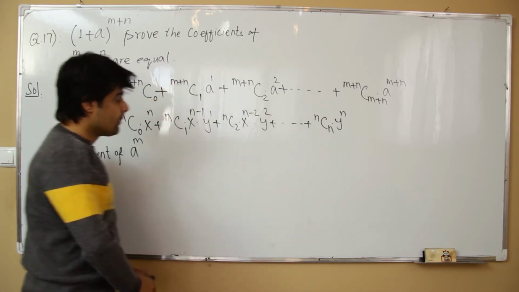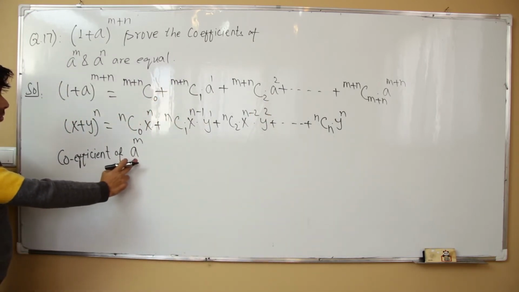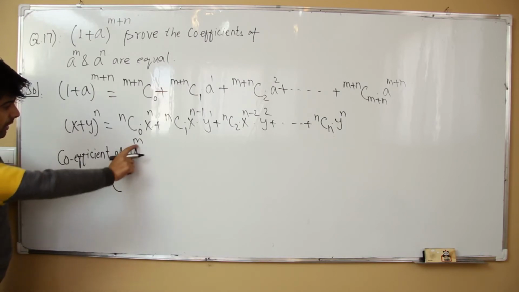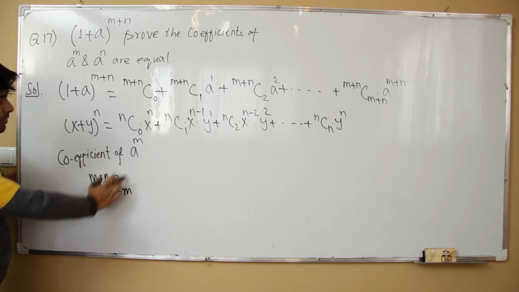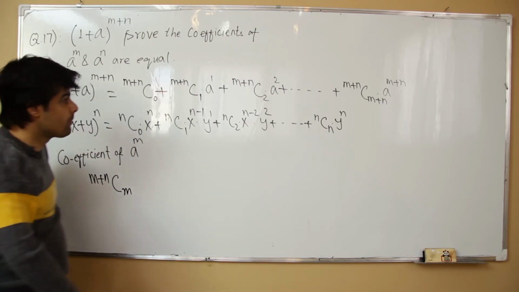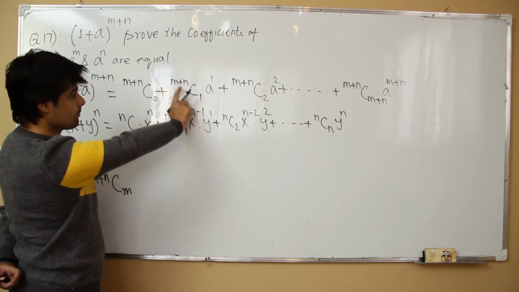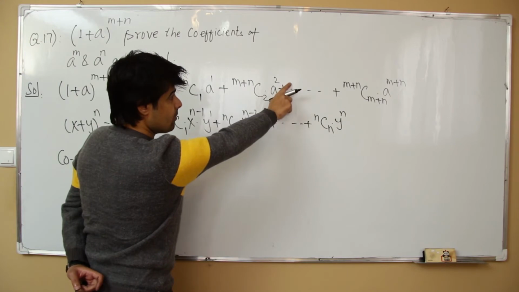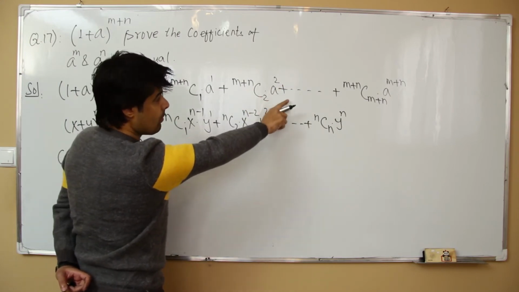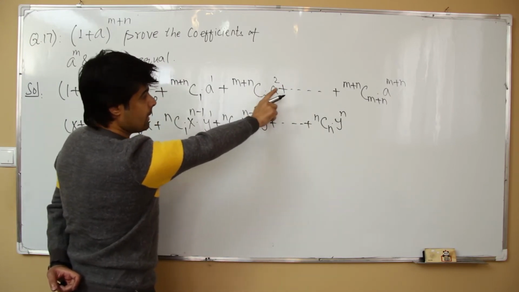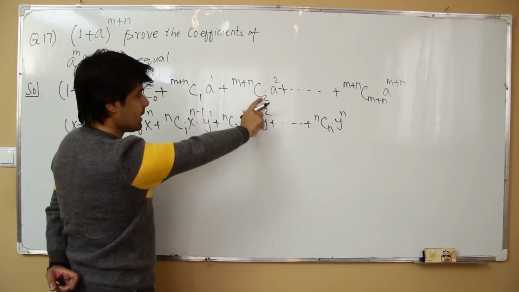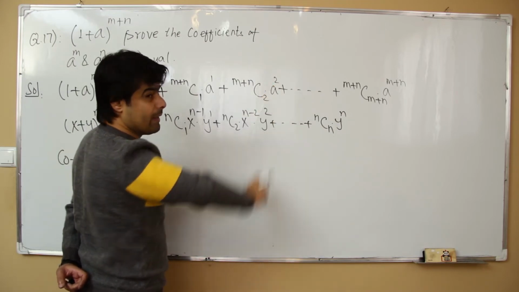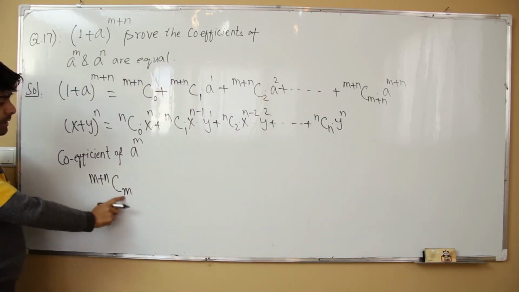Yes. Then you can say the coefficient of a to the power m is m plus n C m. This is the coefficient for a to the power m. Why? Here, a to the power 1, m plus n C 1; a to the power 2, m plus n C 2; a to the power 3, m plus n C 3; a to the power 4, m plus n C 4; a to the power 10, m plus n C 10; a to the power 20, m plus n C 20; a to the power m, m plus n C m.